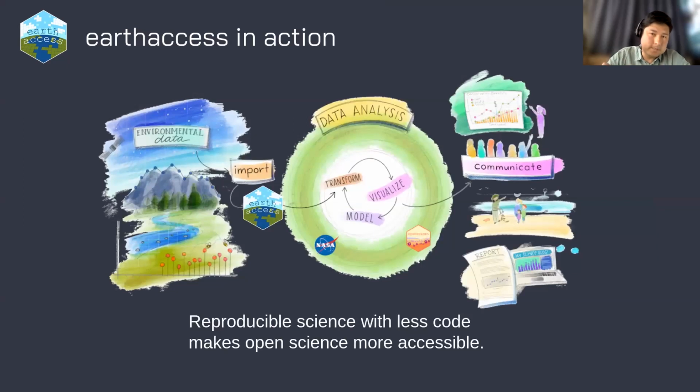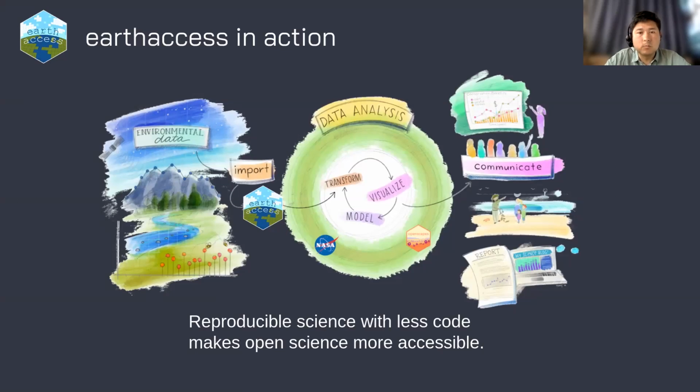And in our case, the ethos for doing this is that we want to make data access simpler, because not everybody is a research software engineer. And they don't have to be, in my opinion. If you're a journalist and you want to just verify stuff, in my opinion, you should be able to just run a couple lines of code and get some graphics from the data. And reproducible science with less code is more important. It makes open science more accessible.